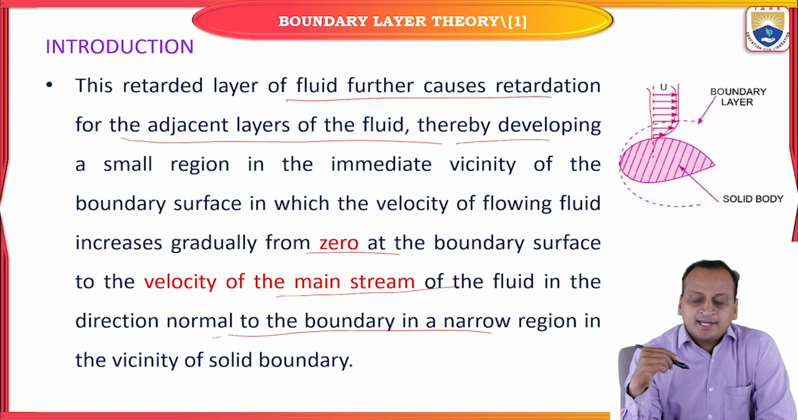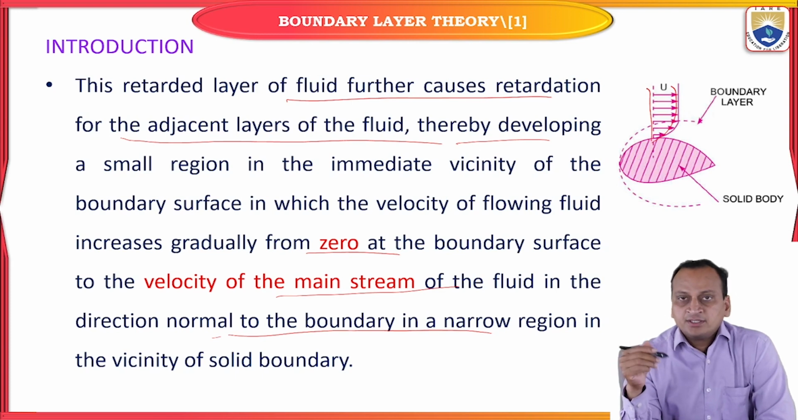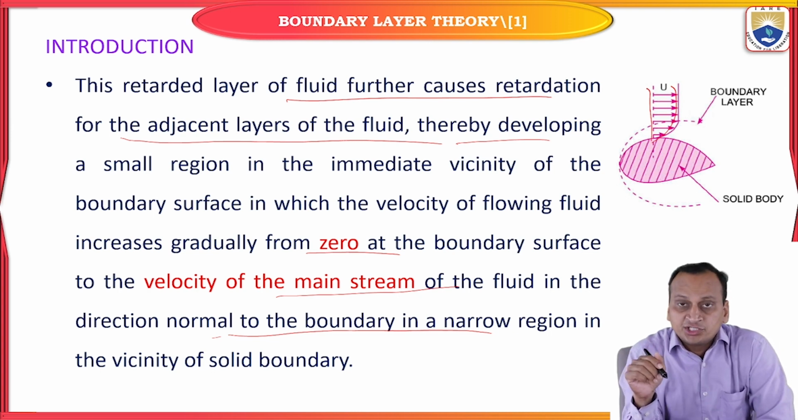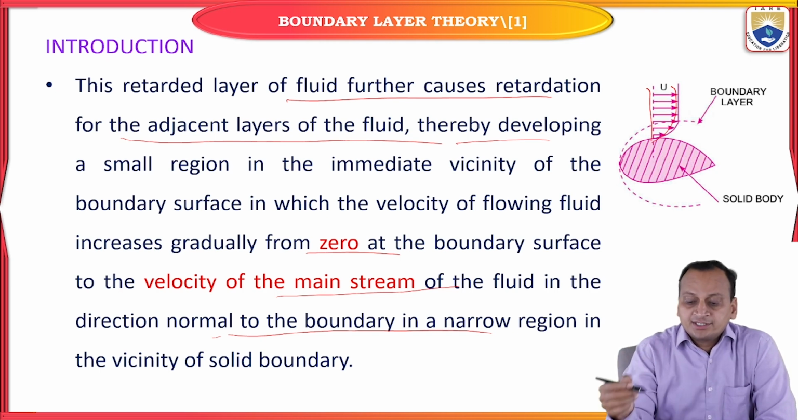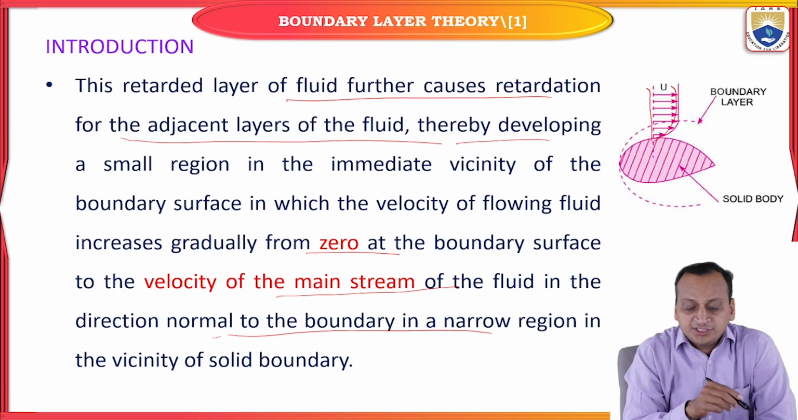So normal to the solid body, there will be fluid layers, retarded fluid layers, one over the other. The first layer will be sticking to the solid body on account of viscosity. So these retarded layers gradually have their velocity increased from zero to the mainstream velocity.